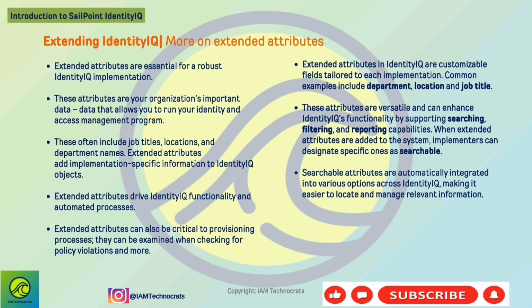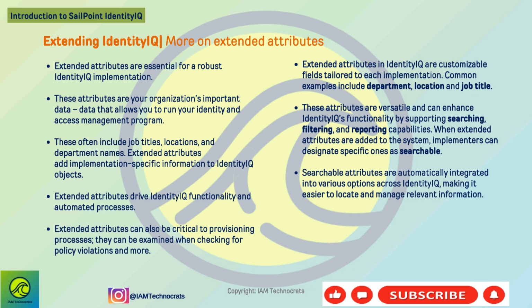Extended attributes drive Identity IQ functionality and automated processes. Extended attributes can also be critical to provisioning processes. They can be examined when checking for policy violations and more. Extended attributes in Identity IQ are customizable fields tailored to each implementation. Common examples include department, location, and job title. These attributes are versatile and can enhance Identity IQ's functionality by supporting searching, filtering, and reporting capabilities.